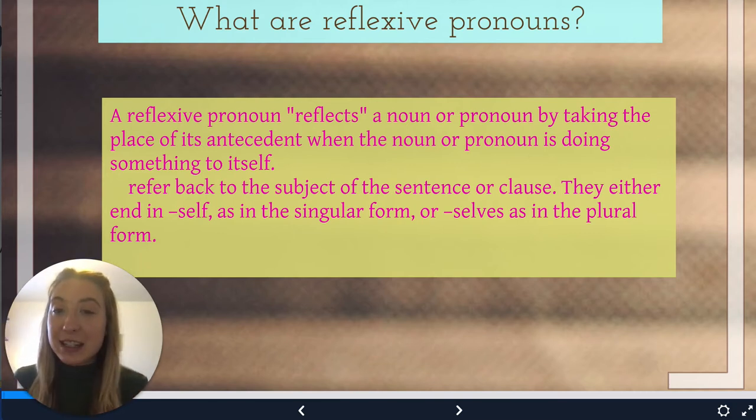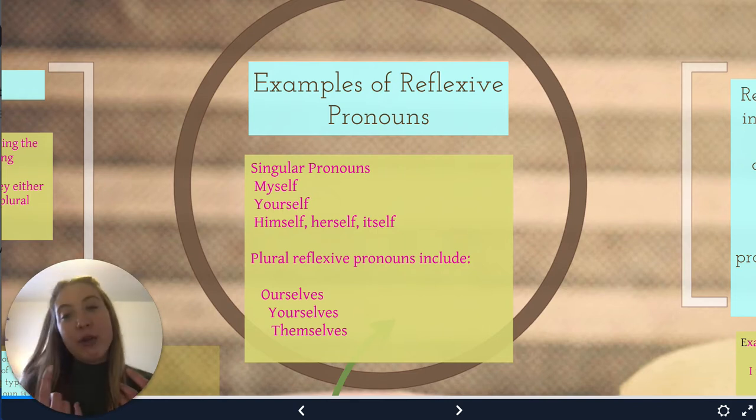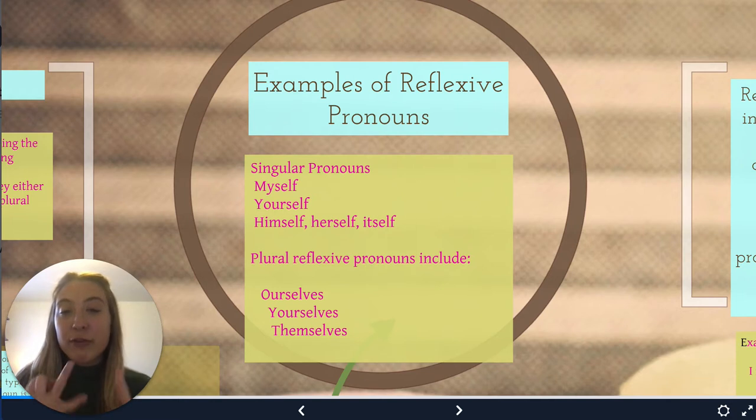And they end in self if it's the singular form, but they end in selves if it is in the plural form. So here are our singular reflexive pronouns: myself, yourself, himself, herself, itself. And our plural reflexive pronouns include ourselves, yourselves, themselves. So make sure to write these down.